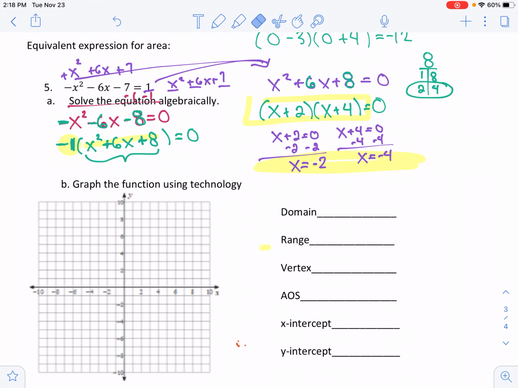And then to get the rest of the points on this task, I'd like you to use this information to graph this quadratic equation, bring it to me, and show it to me for points.